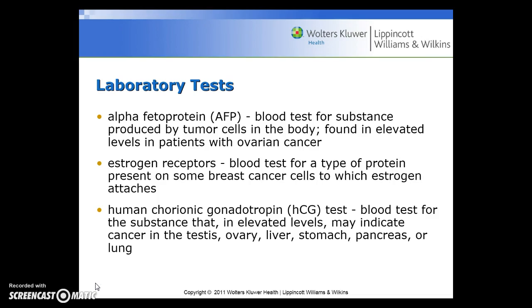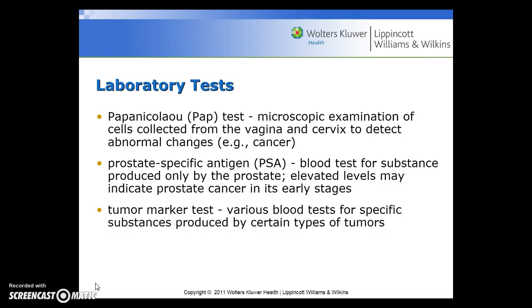HCG test is a human chorionic gonadotropin test, and that's the blood test for the substance that, if it's elevated, may indicate cancer in the testes, ovary, liver, stomach, pancreas, or lung. A PAP test or Papanicolaou test is the microscopic examination of cells collected from the vagina and the cervix to detect abnormal changes, and I think we talked about that in the previous chapter.